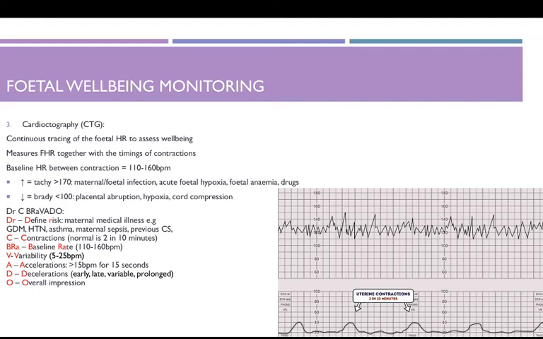So the way that you would interpret it is using this acronym: Dr. C Bravado. DR being define the risk. Is there any maternal medical illness, e.g. diabetes or hypertension, maternal sepsis? Then you look at the contractions. I've said normal is 2 in 10 minutes, but it really depends on how far along in labour you are.